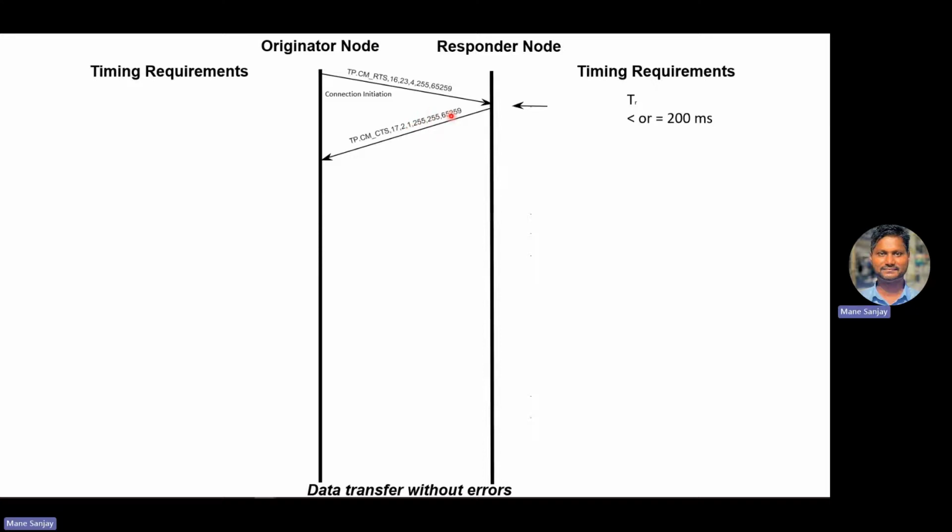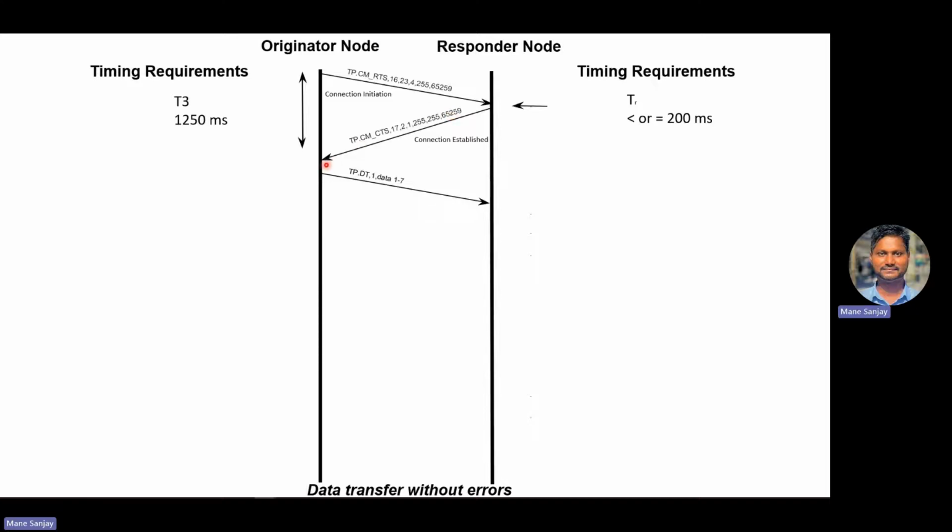Now let's see how the originator responds. So we are looking at data transfer without error, how it happens for a message which has data bytes more than 8. So here the connection is established now. After this time, after 1250 milliseconds at most, it responds with the TP.DT.